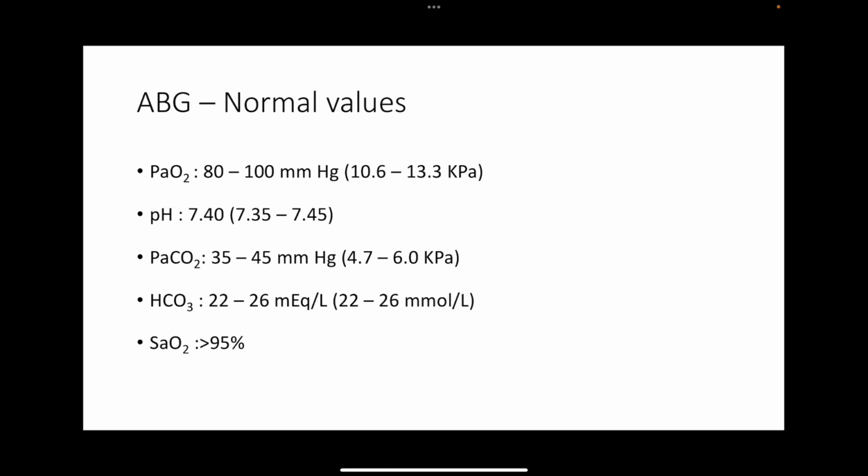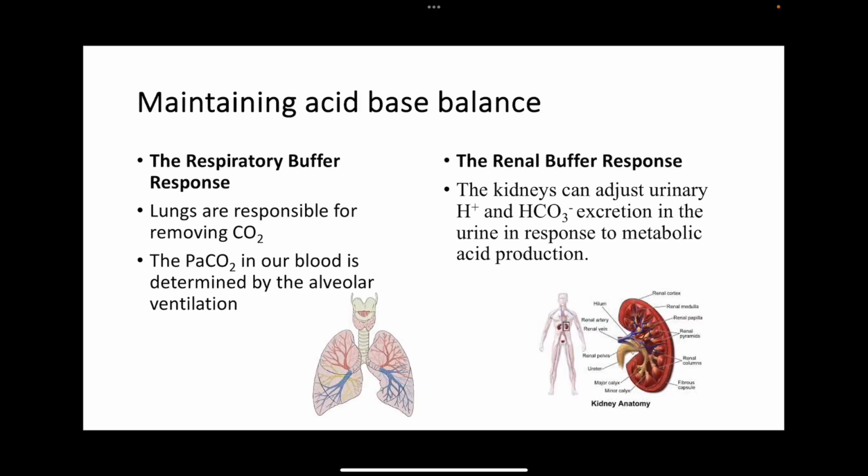So these are the normal values we see in ABG. PaO2 80 to 100 mm of mercury or 10.6 to 13.3 kilopascals, pH 7.4, that is 7.35 to 7.45, PaCO2 35 to 45 mm of mercury or 4.7 to 6 kilopascals, bicarbonate 22 to 26 milliequivalents per liter or 22 to 26 millimole per liter, and SaO2 more than 95%. Now, how is acid-base balance maintained?